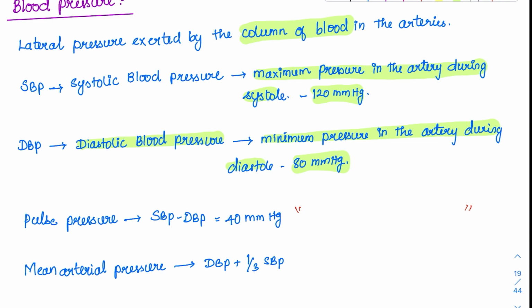There is something called pulse pressure. The difference between the systolic blood pressure and the diastolic blood pressure is called pulse pressure. So 120 minus 80 gives around 40. That is the normal pulse pressure.